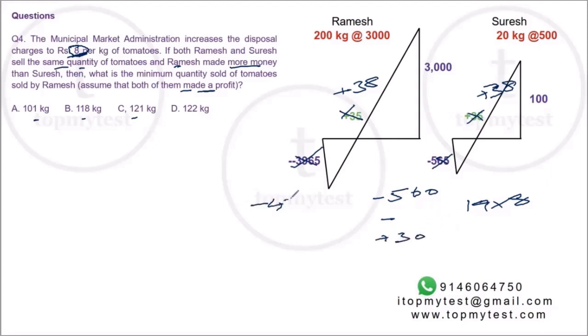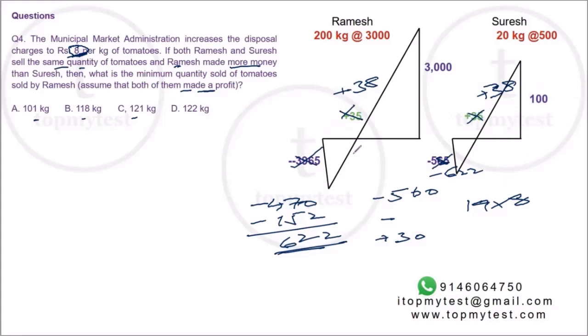So minus 470, what is this? 19 into 8. 19 into 4 is 76. 76 into 2 is 152. So that's 622. So Suresh's loss is now 622. It starts from 622 and goes on till it becomes a profit of 100.